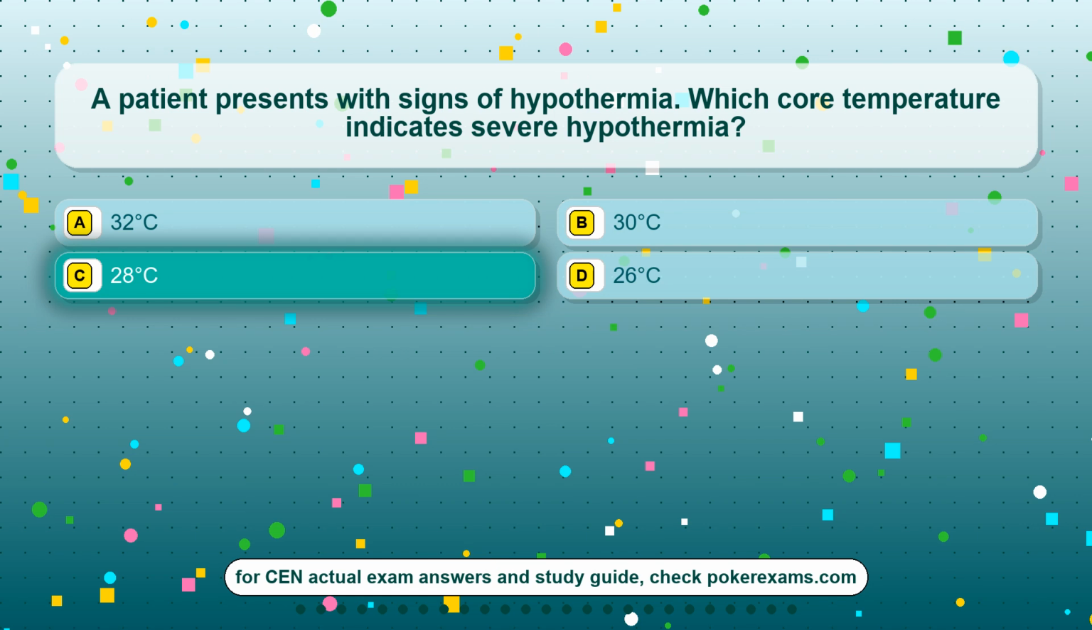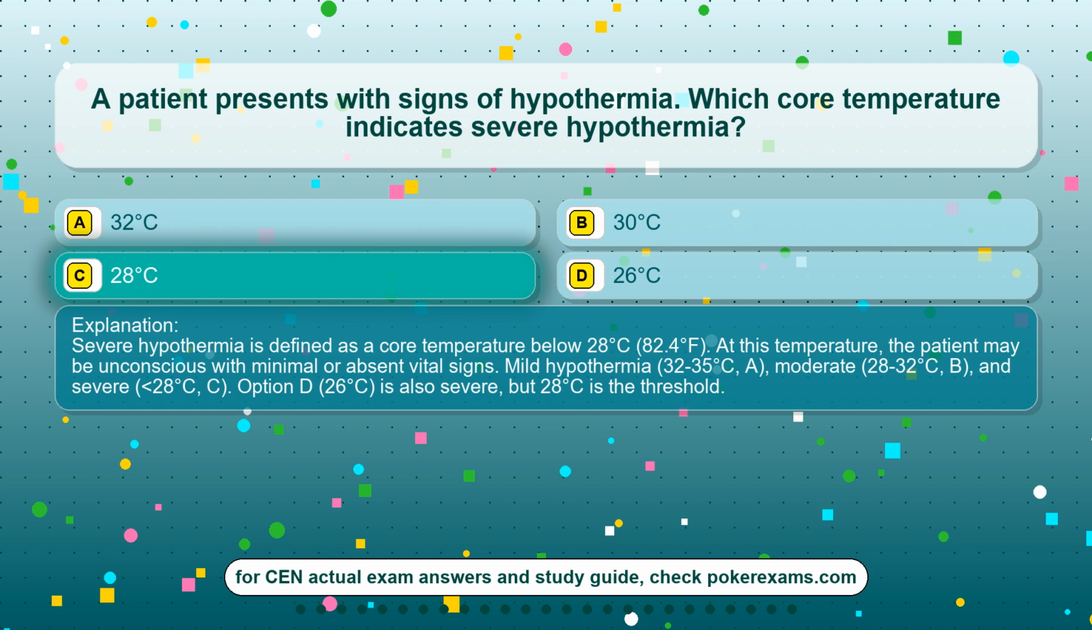The correct answer is option C, 28 degrees Celsius. Severe hypothermia is defined as a core temperature below 28 degrees Celsius (82.4 degrees Fahrenheit). At this temperature, the patient may be unconscious with minimal or absent vital signs. Mild hypothermia, 32-35 degrees Celsius, A, moderate, 28-32 degrees Celsius, B, and severe, 28 degrees Celsius, C. Option D, 26 degrees Celsius, is also severe, but 28 degrees Celsius is the threshold.